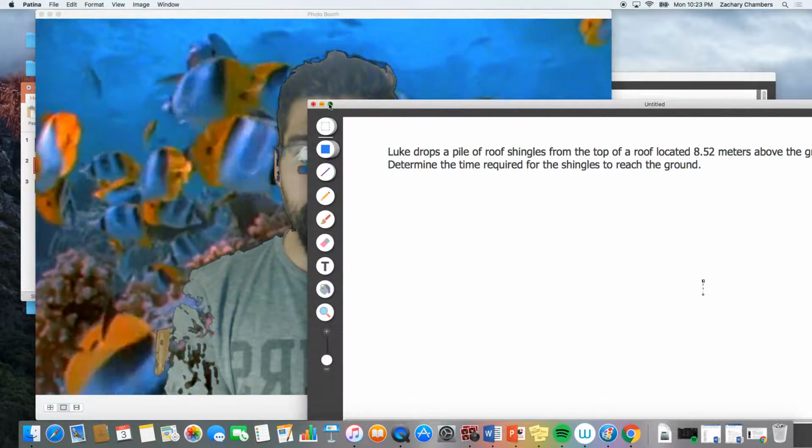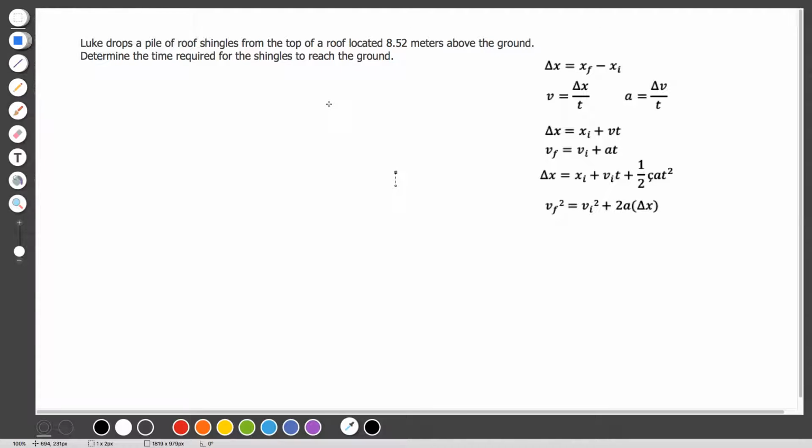Okay, so here is the problem. The problem says Luke drops a pile of roof shingles from the top of a roof located 8.52 meters above the ground. Determine the time required for the shingles to reach the ground.